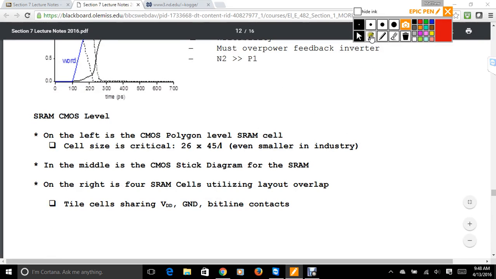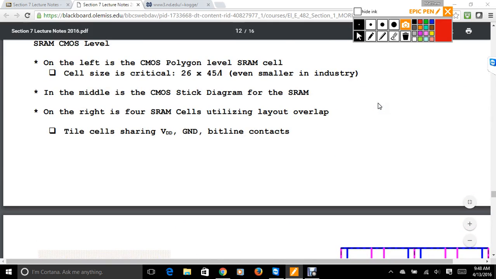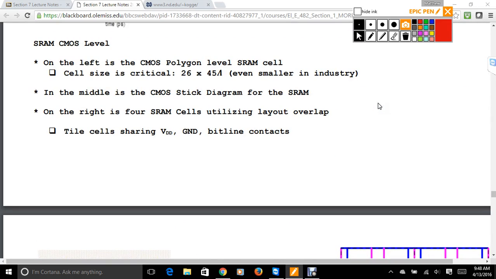And this is just a little thing I've included. CMOS level, the way it's designed, 26 lambda by 45 lambda. And there are people who have dedicated their entire careers to figuring out how to reduce the sizes of SRAM cells. I think the next thing should be the SRAM stick diagram, right? The one in the middle is for SRAM. On the right is 4 SRAM cells utilizing layout overlap.